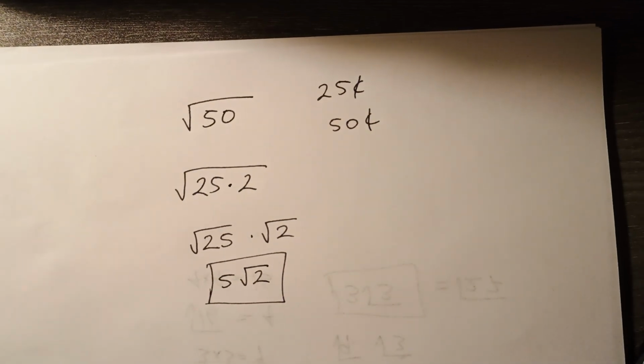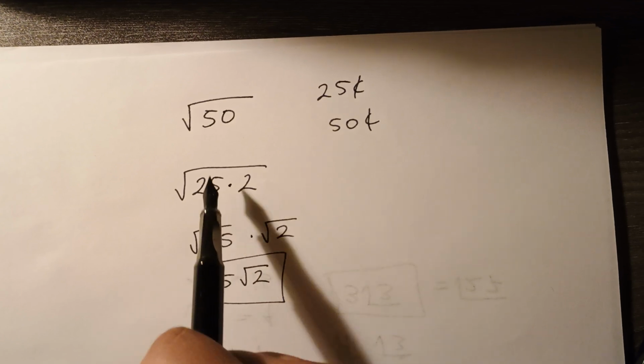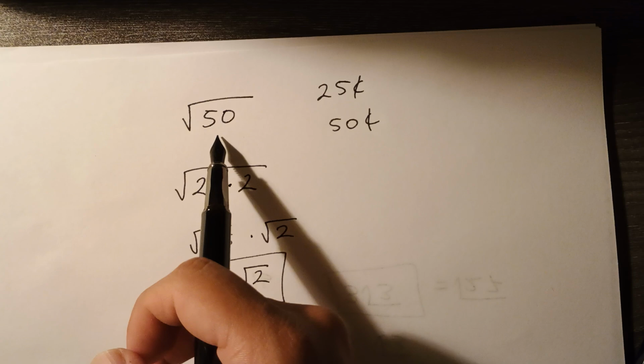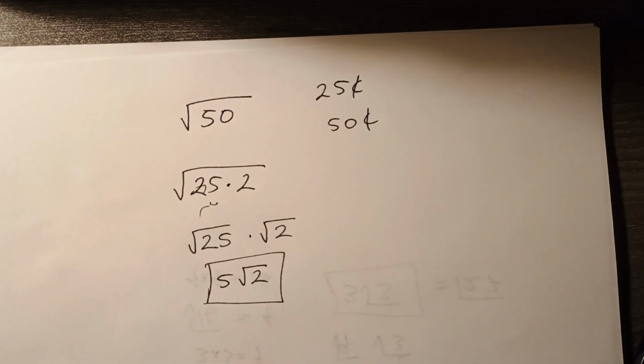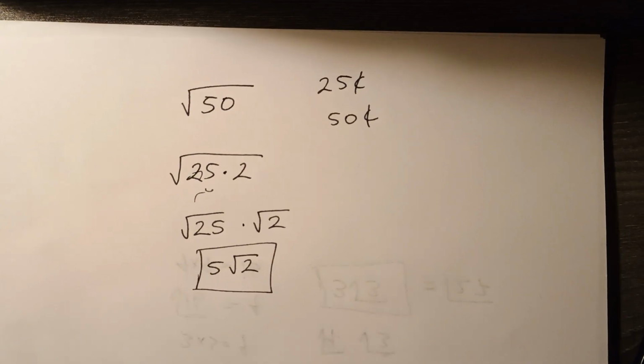So that's basically the whole gist of this. You just have to find, hopefully, a number that can be split up into some other number that you can find the square root of. It takes a little intuition, but once you get the hang of it, it should be pretty easy.